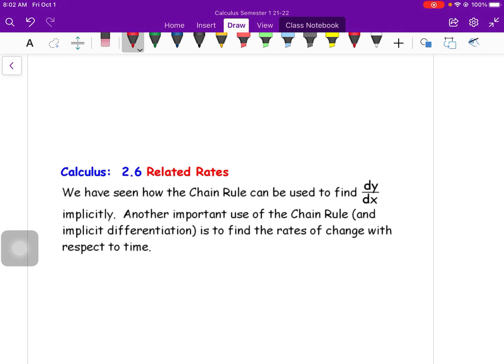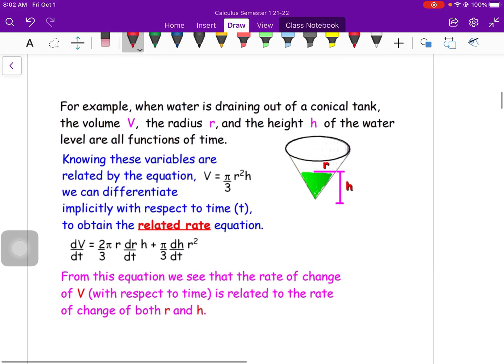Welcome to section 2.6, related rates. Today we're going to be talking about using the chain rule and implicit differentiation together to find the rates of change with respect to time. We're going to be finding derivatives of functions with variables that we do not know and do not see.